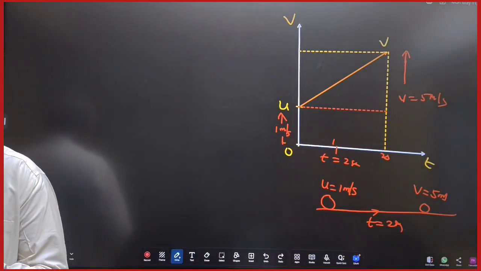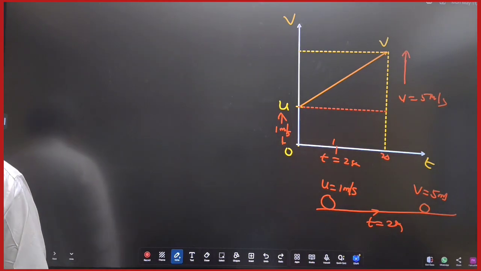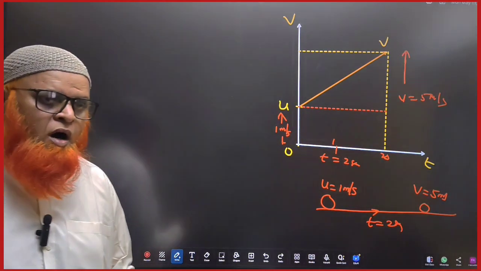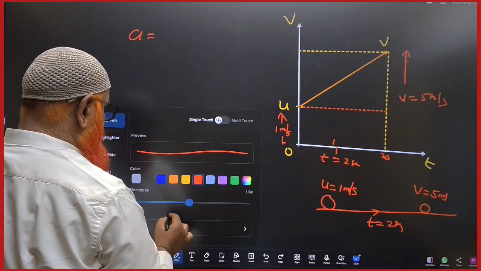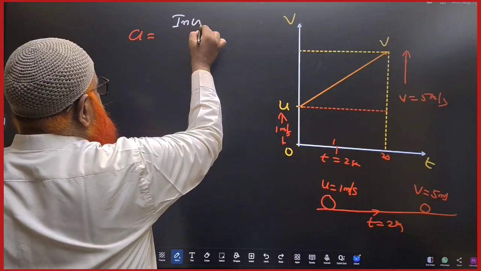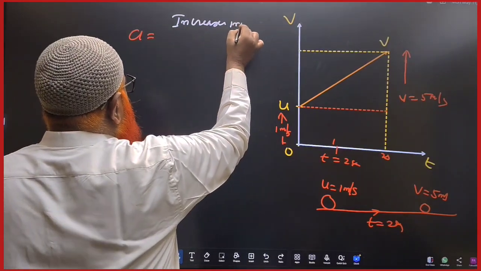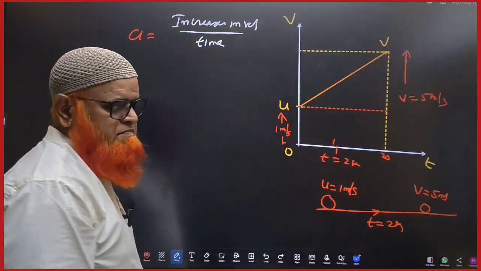Now the challenge before us is, how can you find the acceleration from the graph? In general, you all know acceleration is nothing but increase in velocity by time taken. This is a general formula.